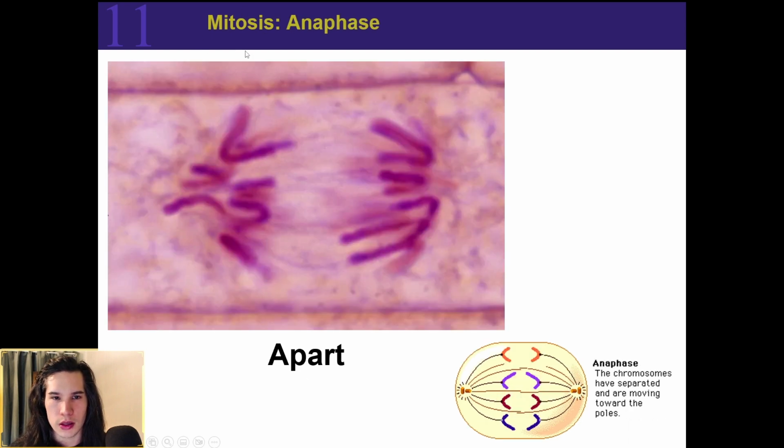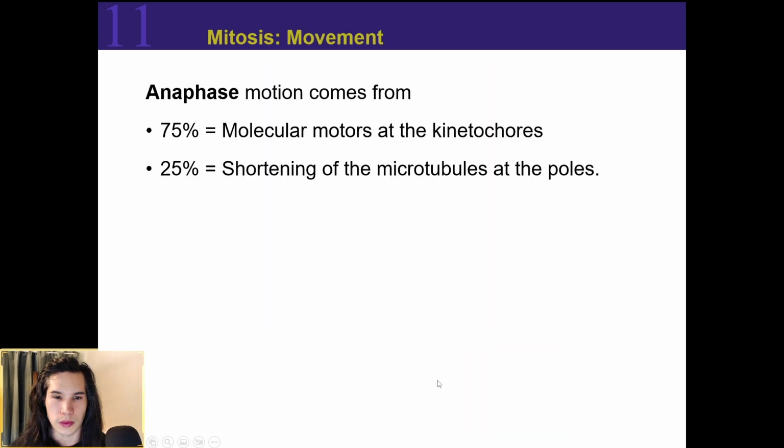Now after metaphase, we have a phase called anaphase. I like to associate the A in anaphase with apart. What's happening is your sister chromatids begin to move apart from one another. So in anaphase, the chromosomes have separated and are moving towards the opposite poles. Now you've split apart your sister chromatids, which are duplicates of genetic material, hopefully identical pieces of genetic material.